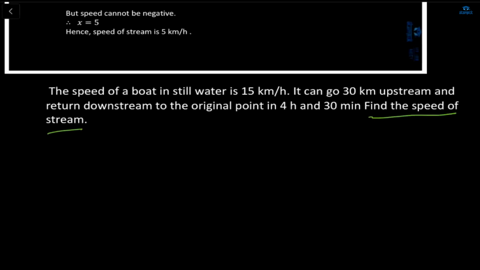Now what is given in the question? It can go 30 kilometer upstream and return downstream to the original point in 4 hours and 30 minutes. First convert 4 hours 30 minutes into complete hours. So it will be 4 and 30 upon 60, that is 1 upon 2, so 4 and 1 by 2 hours. Since it is given with respect to time, you will do distance upon speed. So distance is what? 30 kilometer.